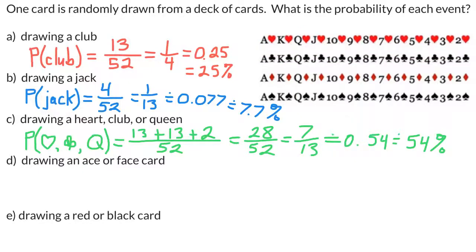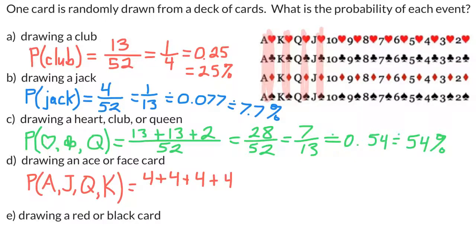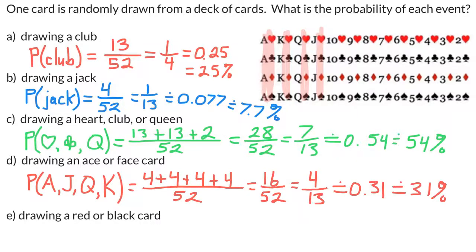The next question is asking about the probability of drawing an ace or a face card. And it's important to remember what a face card is. It's any card that has a face on it, a jack, a queen, or a king. So we're really looking for the probability of drawing either an ace, a jack, a queen, or a king. There are 4 aces, 4 kings, 4 queens, and 4 jacks. And the total possible outcomes are still 52. So that probability is 16 out of 52, which reduces to 4 out of 13, and that's about 31%.